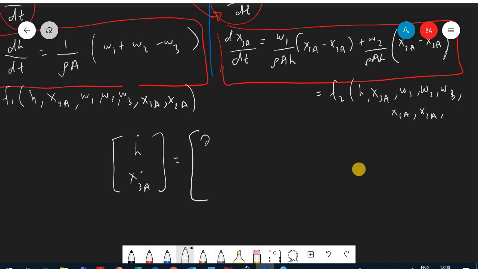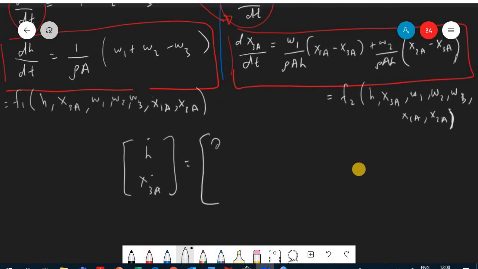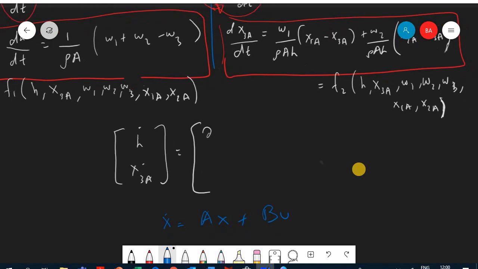So how many inputs am I having? I have 5 inputs. That's fine. We already said that we have 5 inputs, so come on, I already forgot this. So this is what we have, and as I said, what we are trying to build here is our x dot equal to Ax plus Bu. So what do we have?